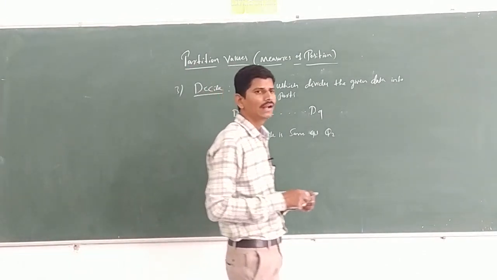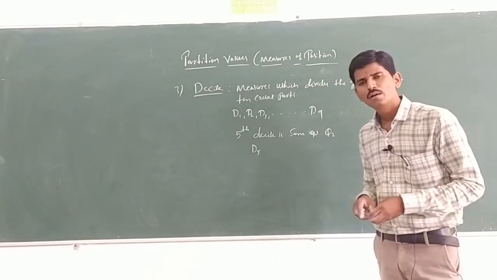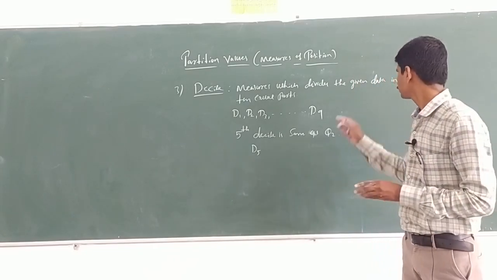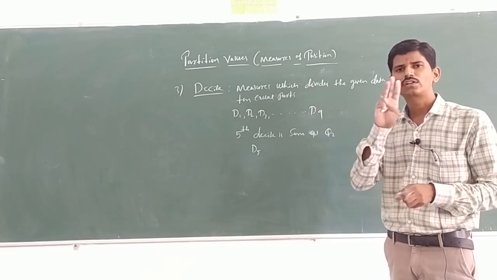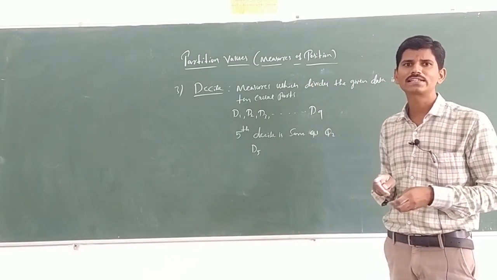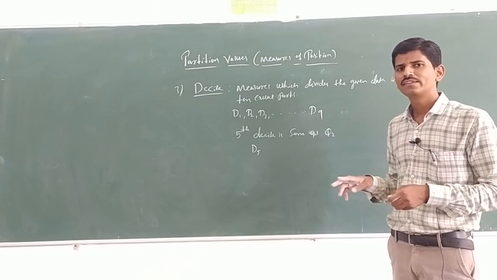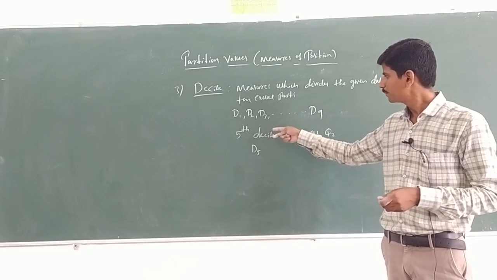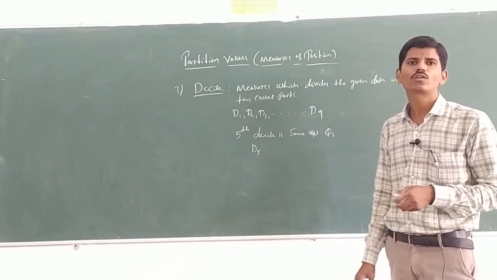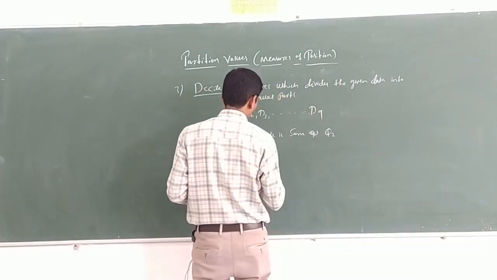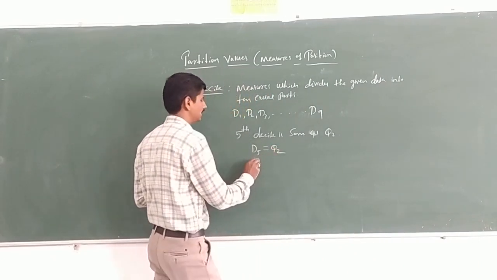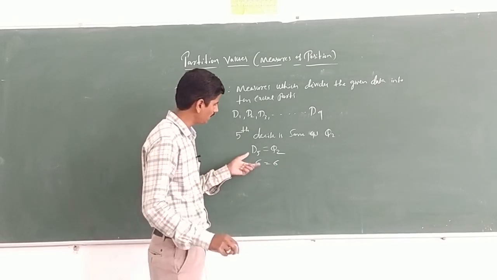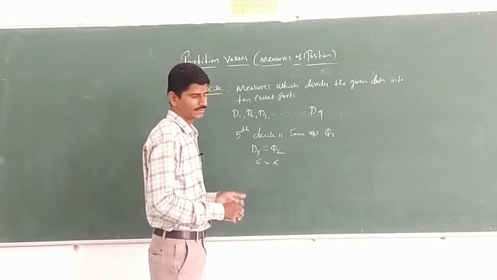It is about deciles. What is a decile? Measures which divide the given data into 10 equal parts are called deciles. There are totally 9 deciles, D1, D2, D3 and so on up to D9. Here the 5th decile is the same as Q2. D5 equals Q2. Suppose D5 is 6, then Q2 is also 6.